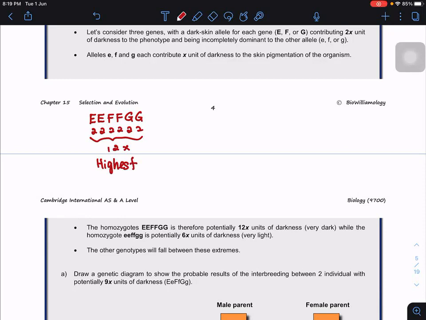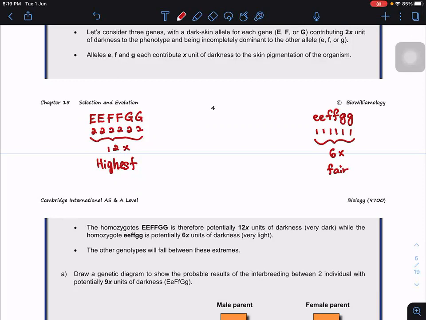If someone gets the combination of small e, small f, small g, then you're going to get 1, 1, 1, 1, 1, 1. So the additive effect will give us 6 times. This is the lightest, or most fair, the lowest degree of pigmentation. The rest of the phenotypes will be in between.